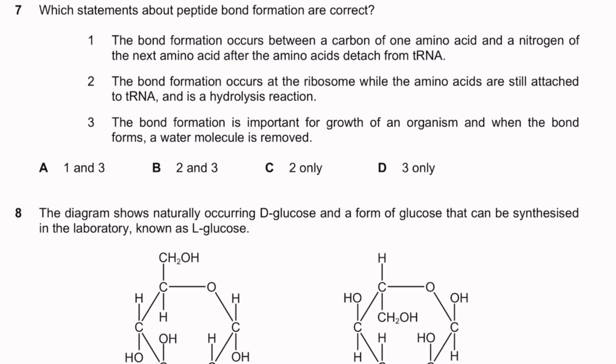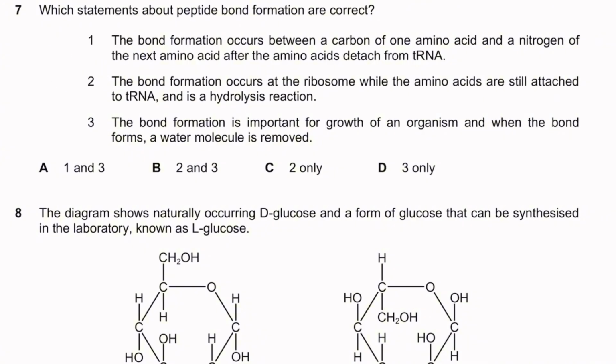Which statements about peptide bond formation are correct? The bond formation occurs between the carbon of one amino acid and nitrogen of the next amino acid after the amino acid detached from tRNA. Actually, no, they are going to form when they are attached to tRNA. So 3 tRNA molecules will be bound at 3 different sites. The first will be the P site, the second will be the A site, and the third will be the E site. So the first 2 sites are where the tRNA molecules attach with their amino acids, and where the amino acids are going to bond together.